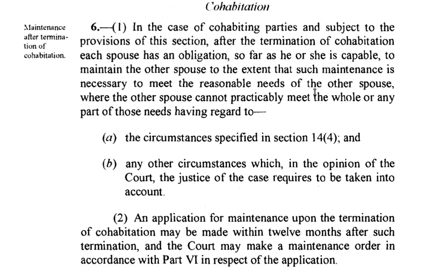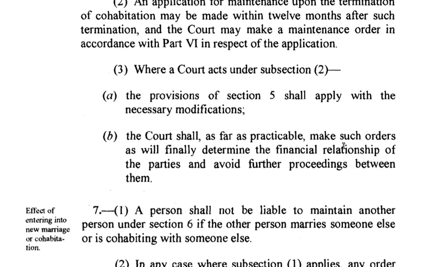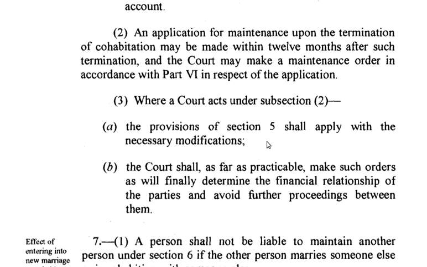this maintenance order must be made within 12 months after the couple terminates their cohabitation. So we have part B, where the court acts under subsection 2, the court shall, as far as practicable, make such orders as will finally determine the financial relationship of the parties and avoid further proceedings between them. So make such orders as will finally determine the financial relationship of the parties and avoid further proceedings between them.